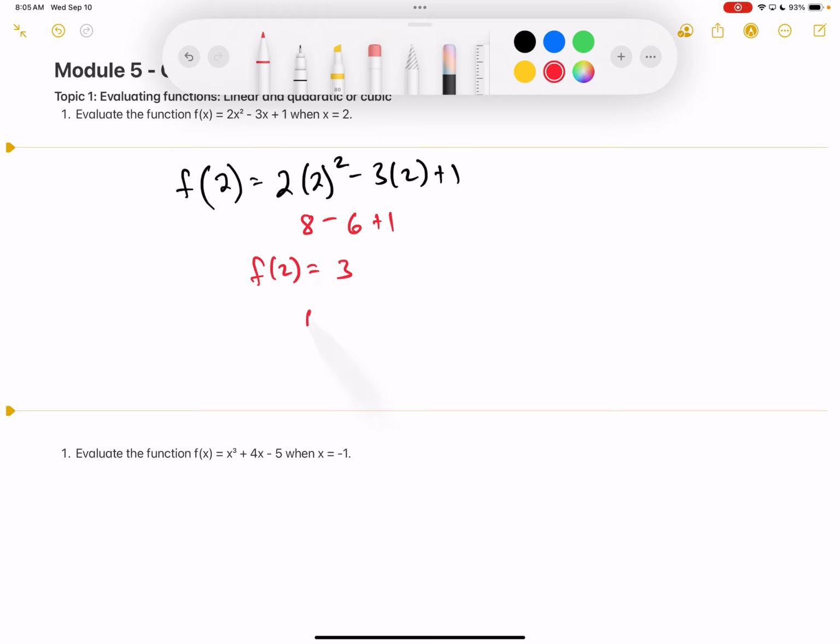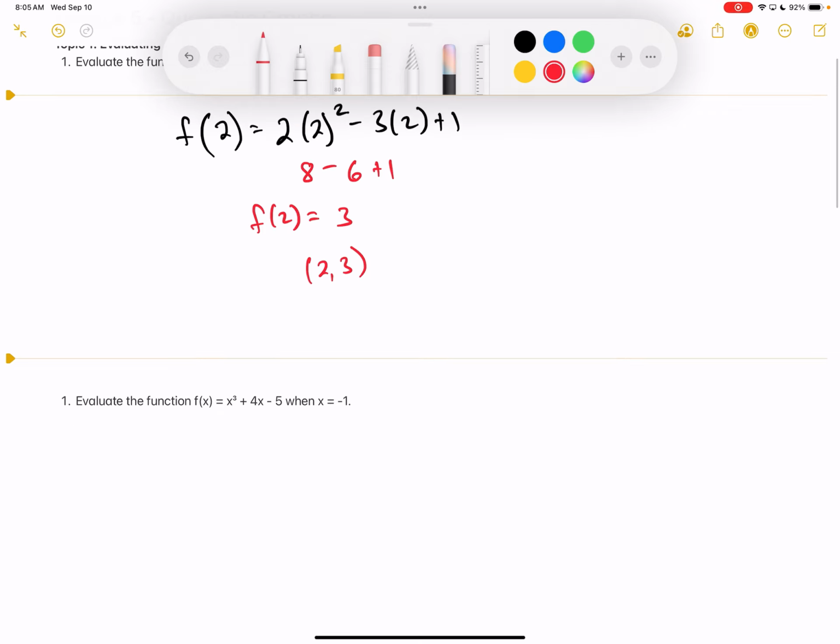This is a point on the graph, like this is the point 2, 3. That's just a different way of writing it with the function notation. But whatever's inside the parentheses, we plug in for the x's. Okay, so I believe we've done some of that before.